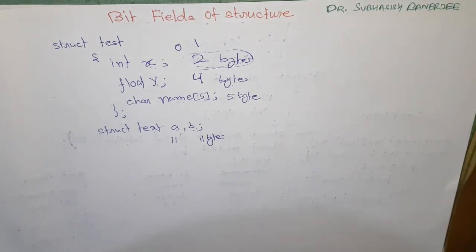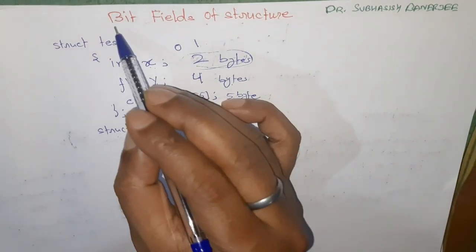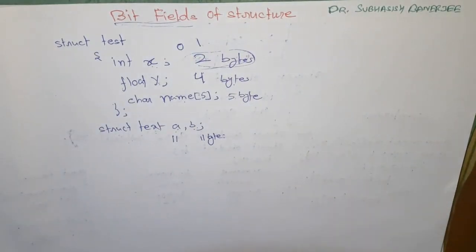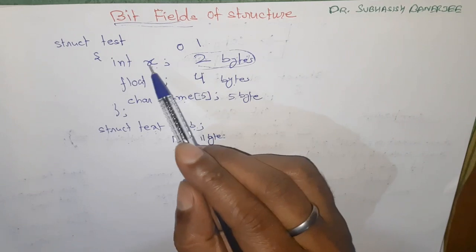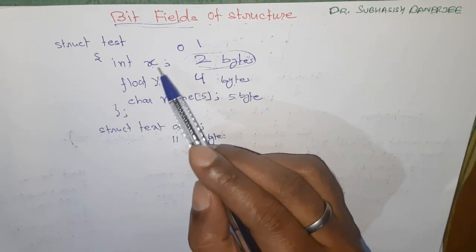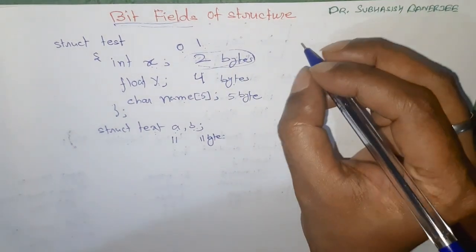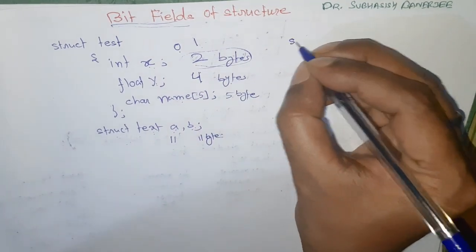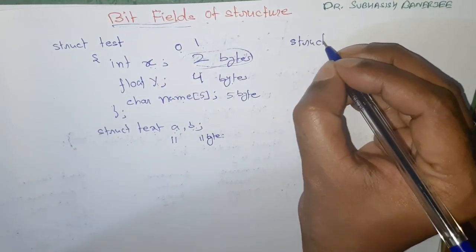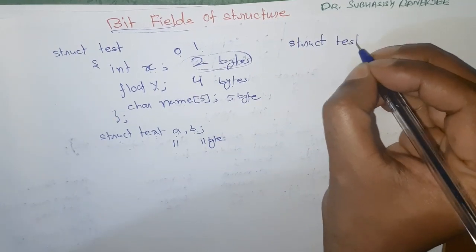To overcome this problem, one important tool has been designed under structures, where we can occupy only as much memory space as per our requirement, and this is possible with the help of the bit field. So how is the bit field defined? Suppose we want to store some data element against this x, either 0 or 1. How many bits are required? Only 1 bit. So instead of defining it this way, we can use the bit field, where it can be defined like struct test.